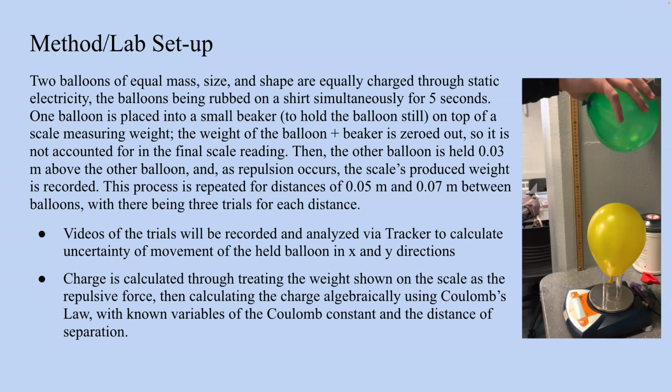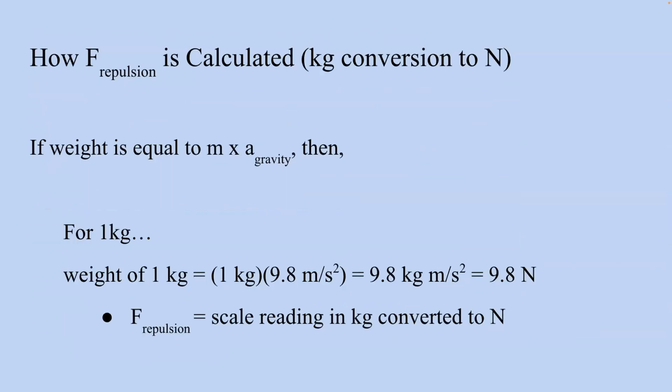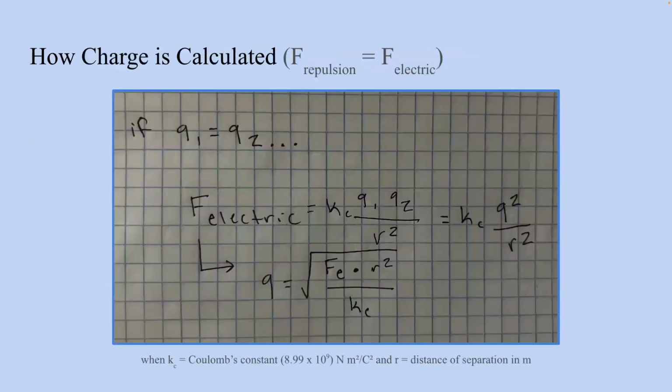We did this three times for each distance, and then we also did that for distances of 50 centimeters and 70 centimeters as well. We calculated uncertainty using Tracker, and we calculated charge algebraically using Coulomb's law. So here are assumptions and variables for this experiment. Shown here is how the force of repulsion is calculated. The weight of 1 kilogram was found to be 9.8 newtons. And then this is how the charge is calculated.